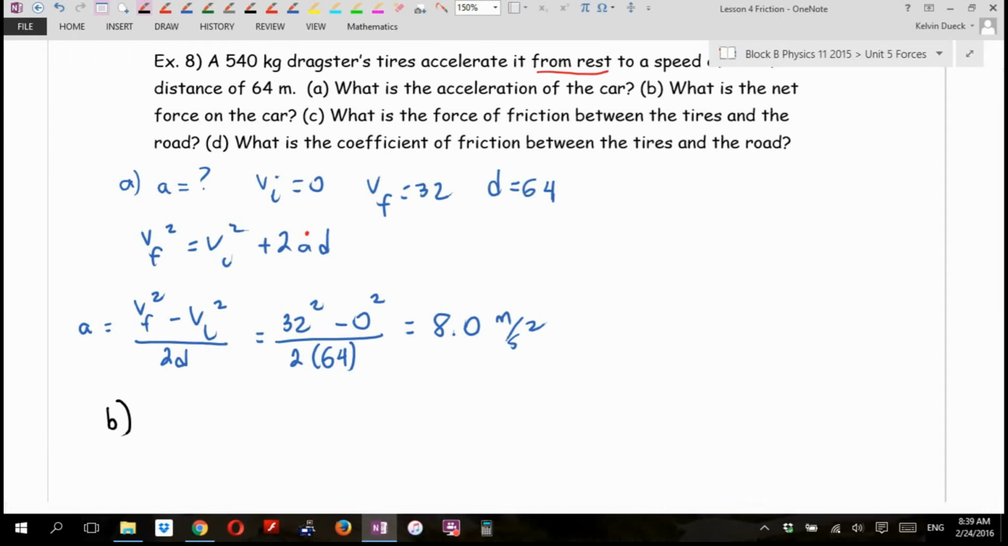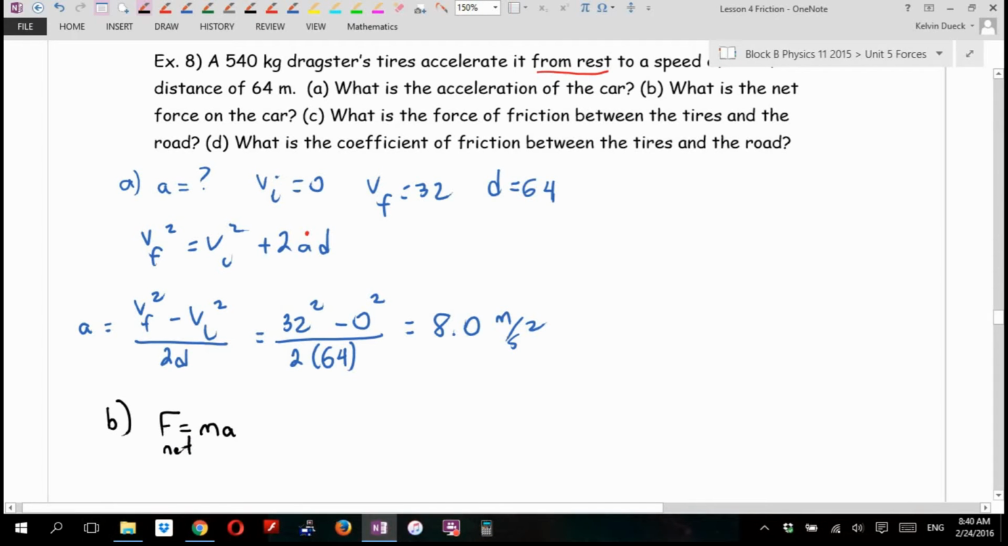The net force. Did you say net force? That's my little hint for you to say, don't worry about a free body diagram. We might need one later, but the net force is just plain old ma. F net is ma. Do I know the mass? Yep. Do I know the acceleration, James? Oh, that's why we had to do part A first, okay?